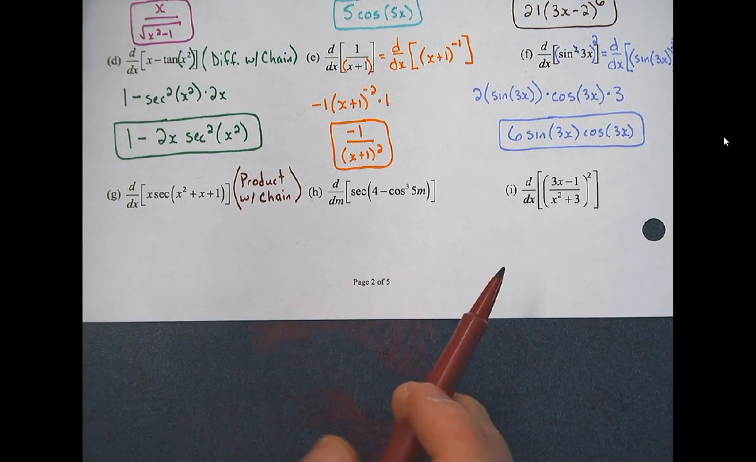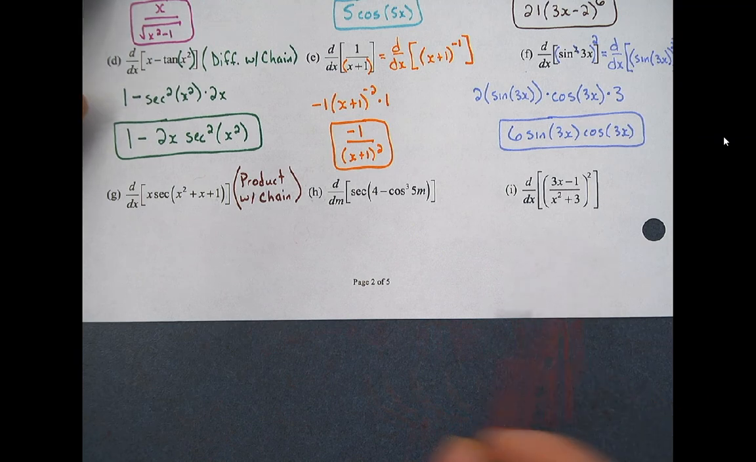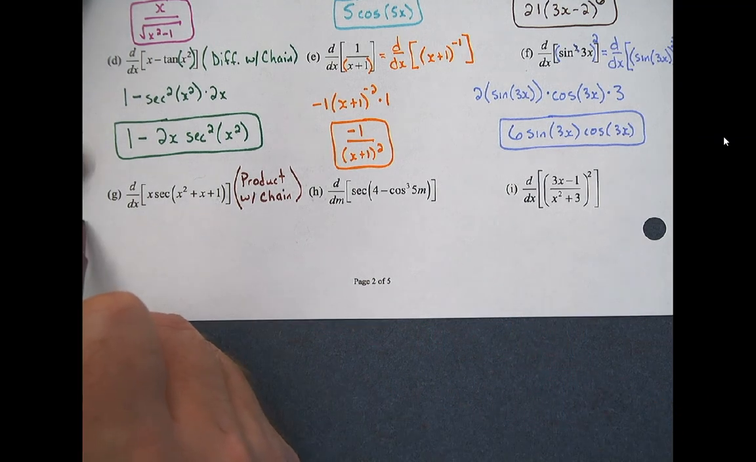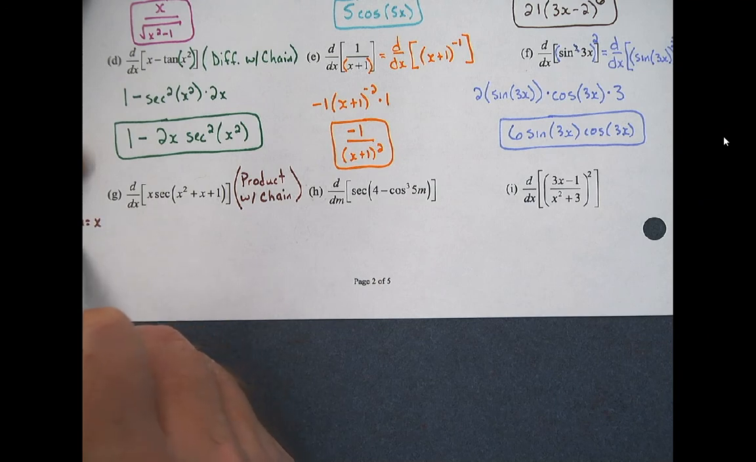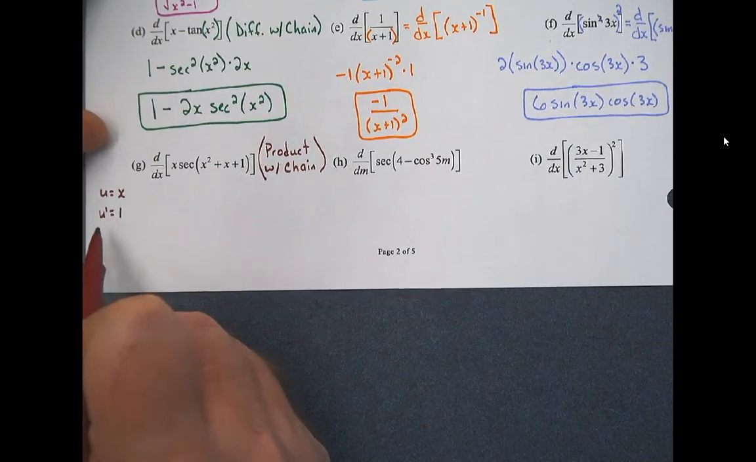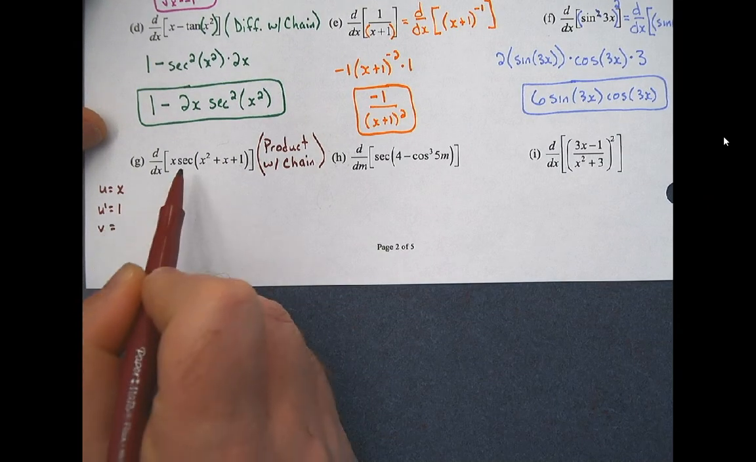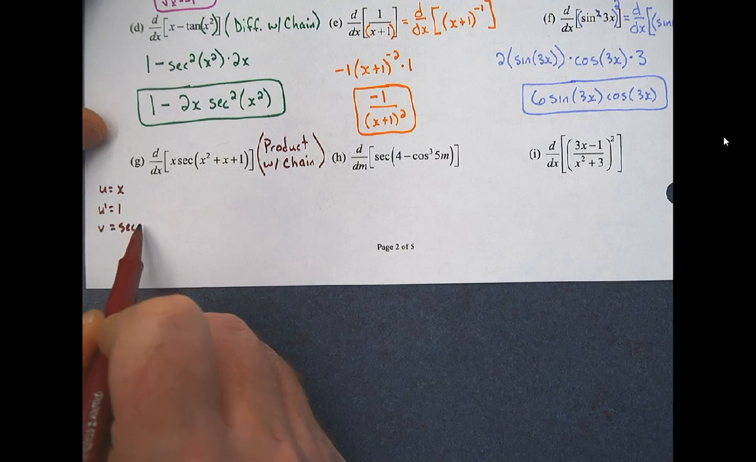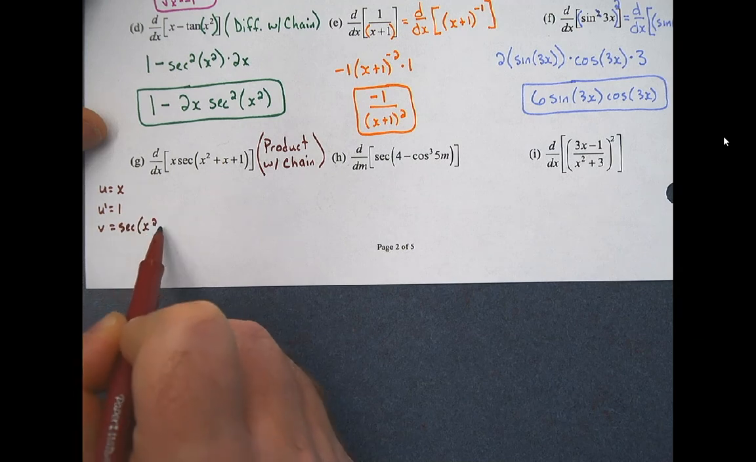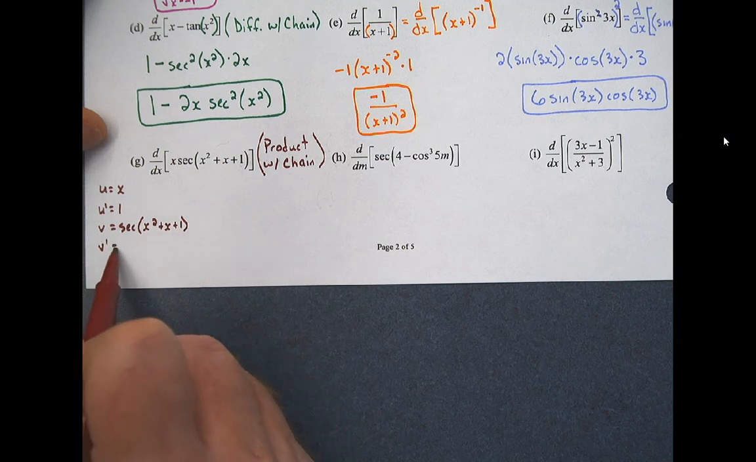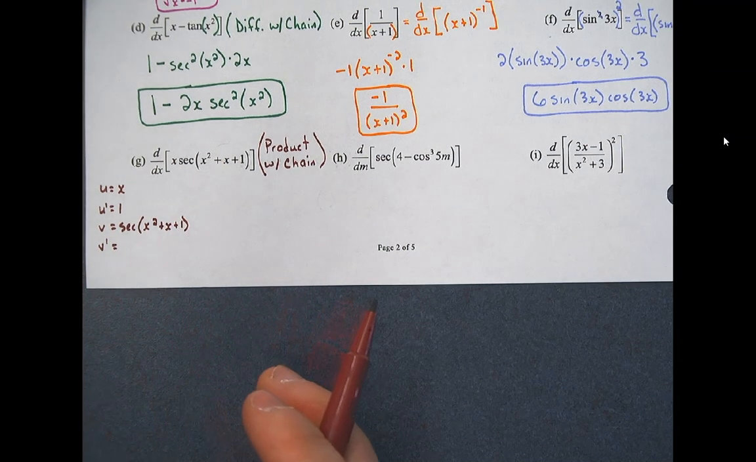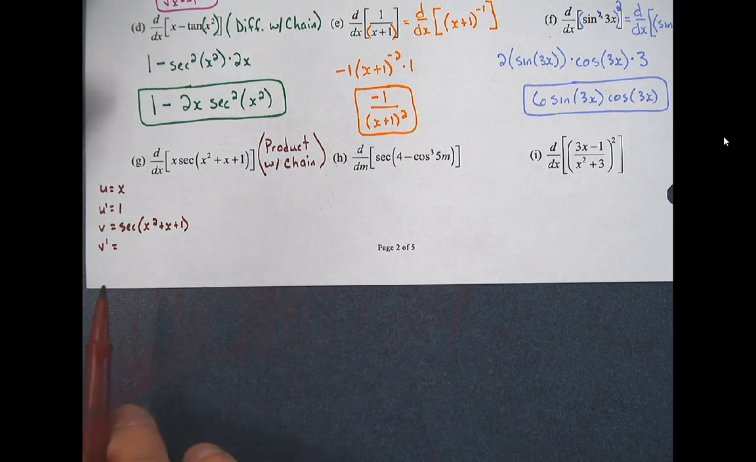So if I'm going to do a product rule, that means I have to have u's and v's. U equals x. U prime equals 1. V equals, oh boy, secant of x squared plus x plus 1. So V prime equals, all right. So this is going to be one of those scenarios where you're going to want to write as small as you can because this is going to get pretty long pretty fast.